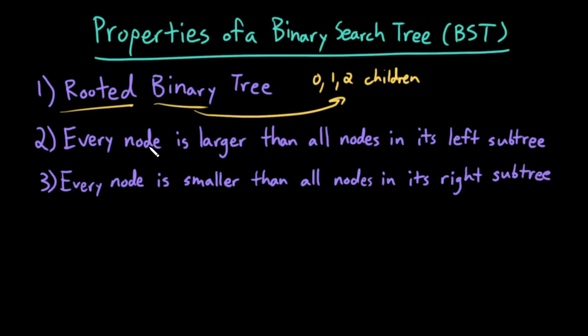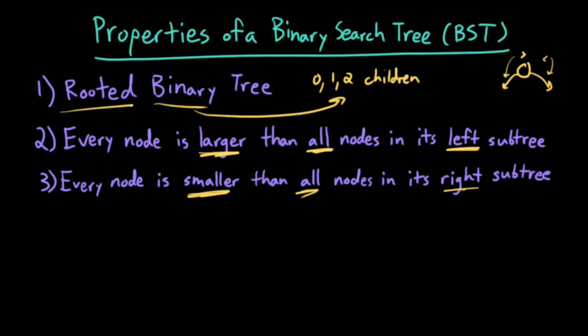And then for any given node, every node must be larger than every single node in its left subtree. So given some node, it has to be greater than all the nodes in its left subtree. And similarly, every node is smaller than all nodes in its right subtree. So it should be less than every single node in its right subtree.